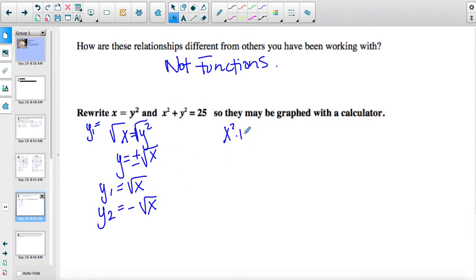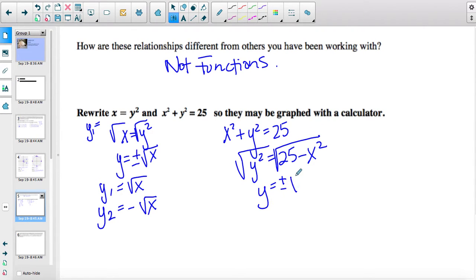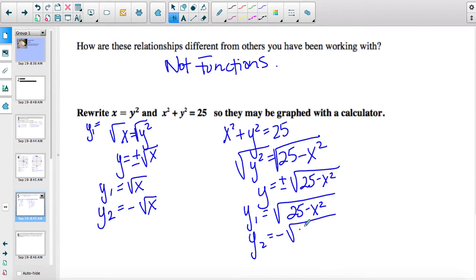We have x squared plus y squared equals 25. I can solve that equation for y. Then I'm going to square root both sides. So y equals plus or minus the square root of 25 minus x squared. In your calculator in y1, do the square root of 25 minus x squared. And in y2, do negative square root of 25 minus x squared. Go ahead and put those in your calculator and pause so you can get a look at what that looks like.